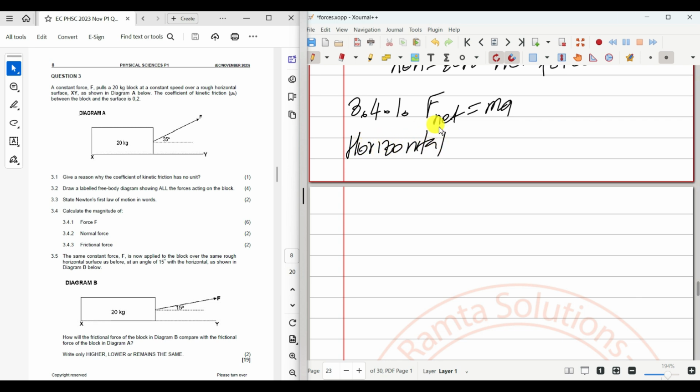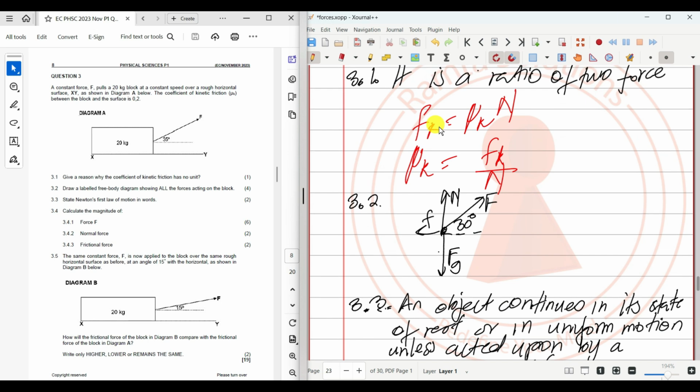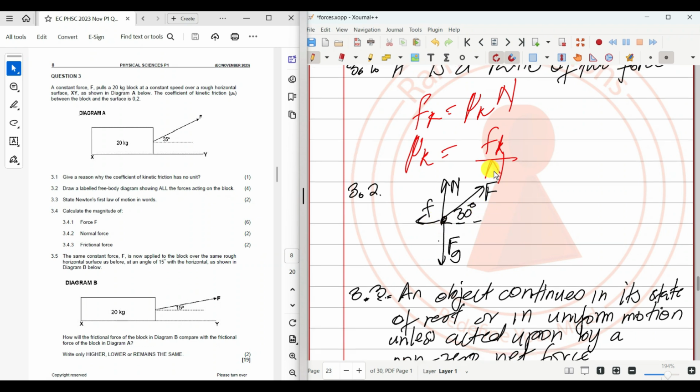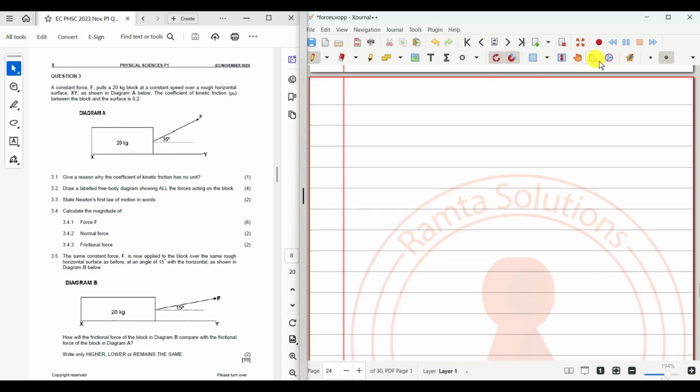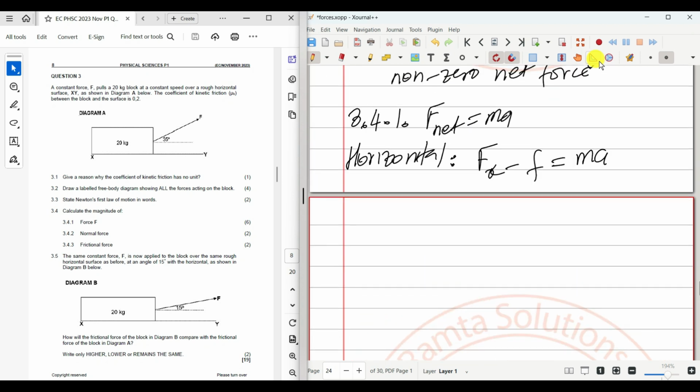When we look at the horizontal, it will be the component of the force in the horizontal minus friction equals ma, right? So in the horizontal, we will have F sub x minus friction equals ma. This is constant. You guys remember, right? This is constant.